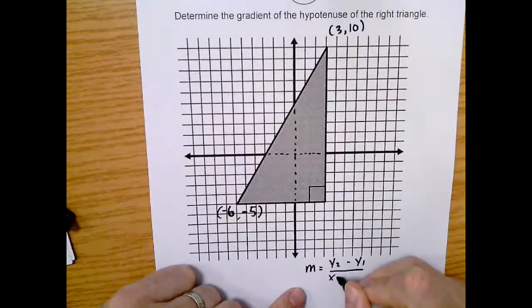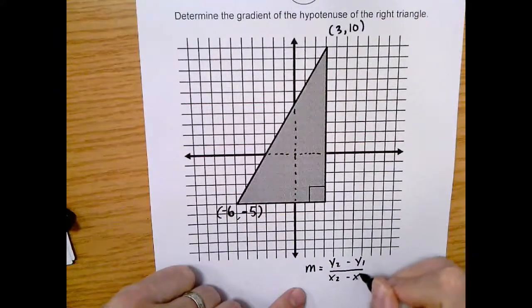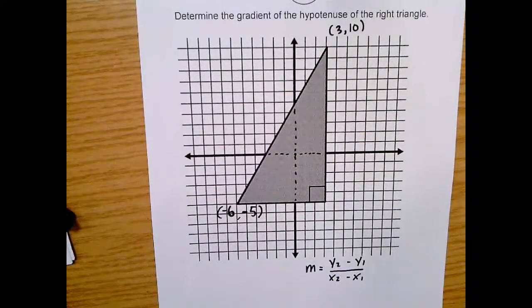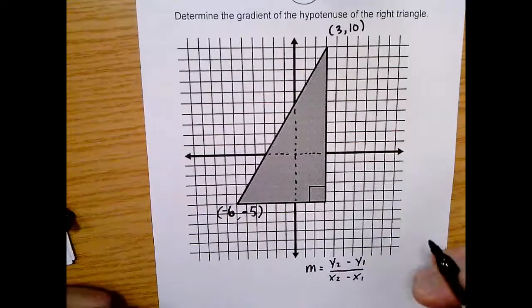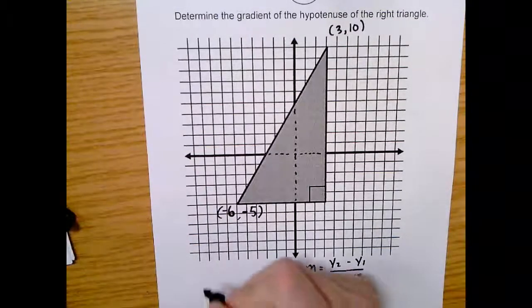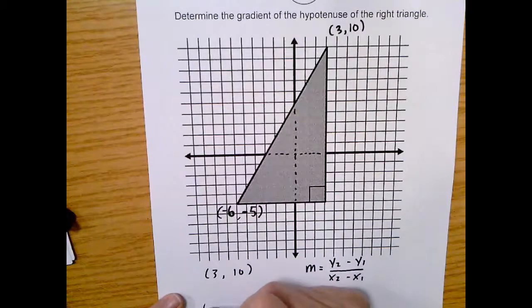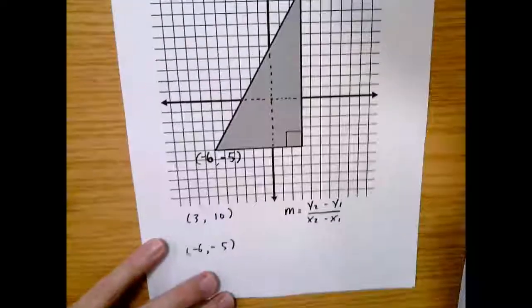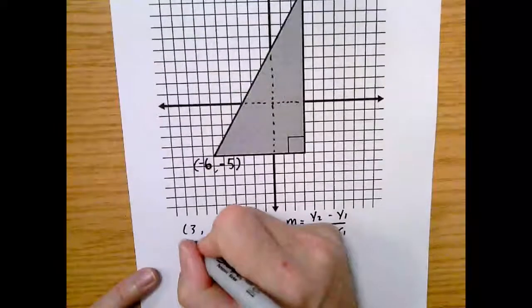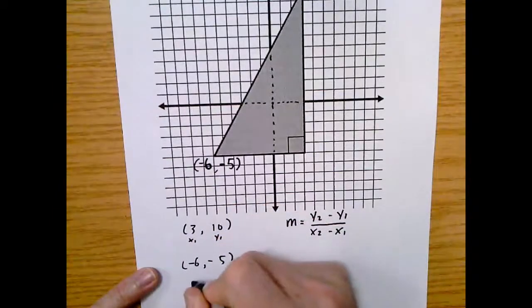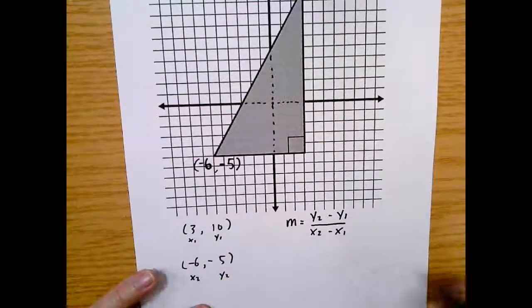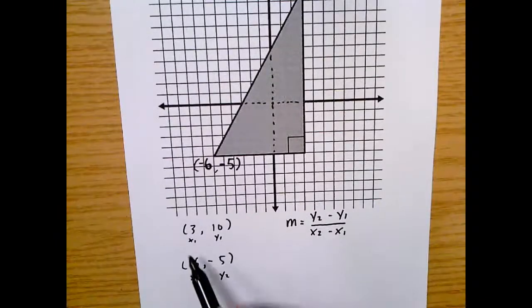And we have x sub 2 minus x sub 1. All right. So now we just need to identify our sub 1s and our sub 2s. And it really doesn't matter. You can choose as you like. So I'm just going to write my points here. I have (3, 10) and I have (-6, -5). I'm going to come down here so you can see what we're working with. So I just need to choose. Okay, I'll make this one x sub 1 and y sub 1. And now these are x sub 2 and y sub 2. And it really doesn't matter which you choose, as long as the x1 and the y1 stay together and the x2 and the y2 stay together.